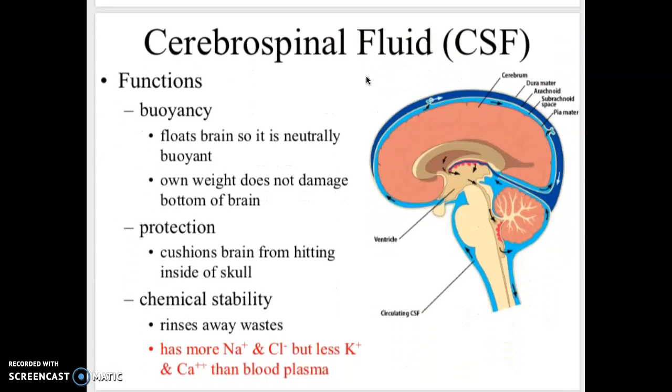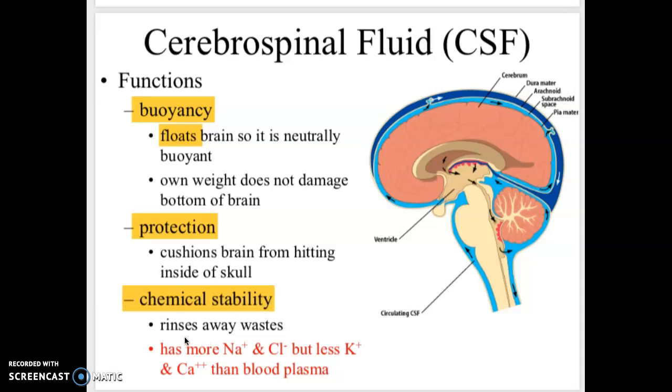Cerebrospinal fluid has 3 functions you need to know. Buoyancy, so basically it floats the brain. You don't want your brain resting on the skull, that would not be good. The bottom of the brain would lose its blood supply and it would cause damage to the brain. Second is protection. So literally it's fluid, so if you get hit in the head, there's fluid that the brain has to go through before it would hit the skull and cause bruising.